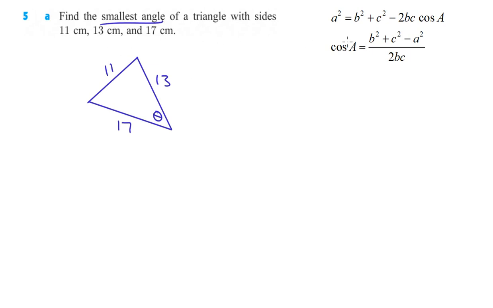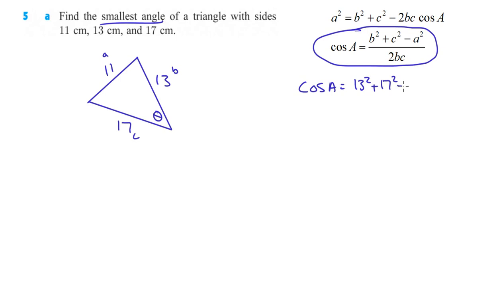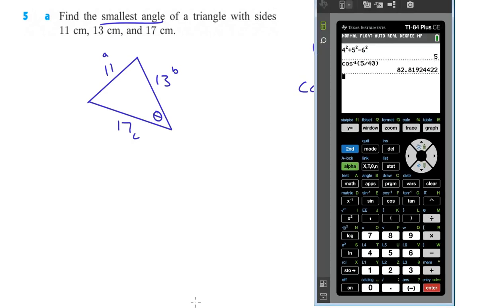Since we're looking for an angle, we're going to use this formula here. So we would do cosine of this angle A equals, so this over here is A, and we can call this B and C, or you can call that B and that C, it doesn't matter. So B is 13 squared plus 17 squared minus 11 squared, all over 2 times 13 times 17.